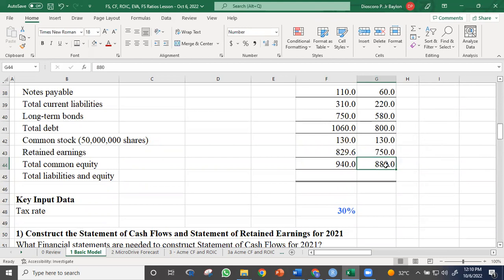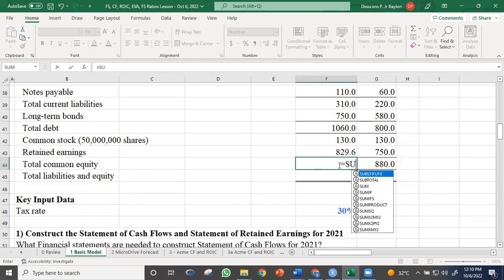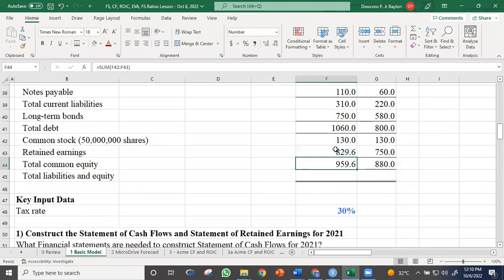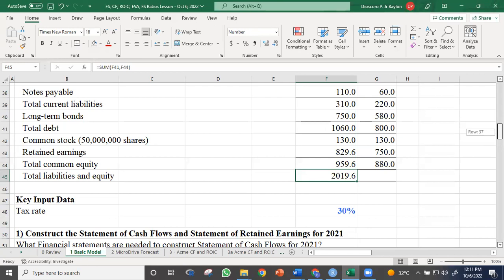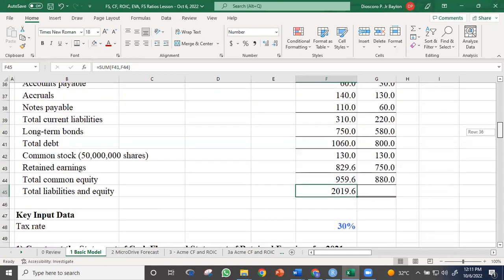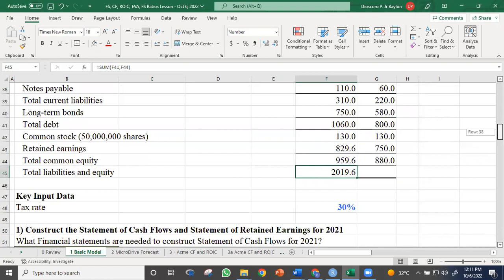So total common equity should be, okay, sum. Therefore, the total liabilities and equity will be total debt and total common equity. 219.6. Okay, I think I picked up the wrong number here.